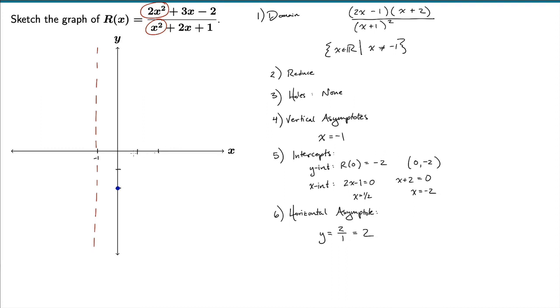So at 1/2 and at negative 2. And then we have our horizontal asymptote. The horizontal asymptote is up at 2, so 1, 2, and that's our horizontal asymptote. Now we just need to draw the branches of our function, follow the asymptotes, and go through our points.